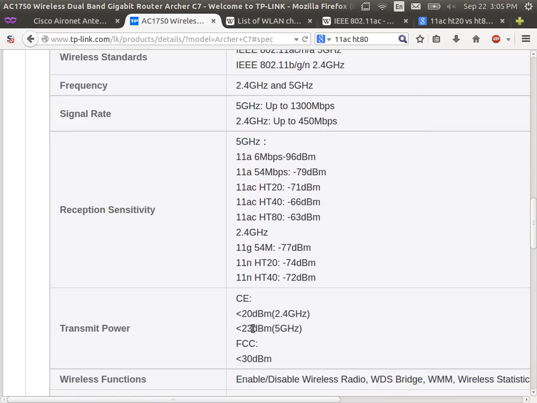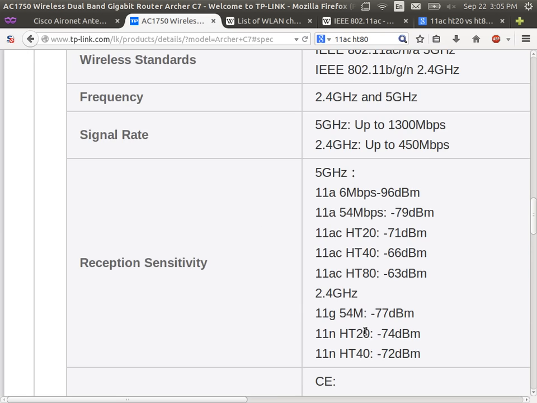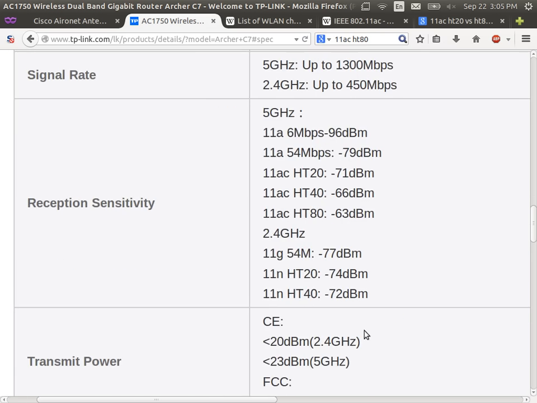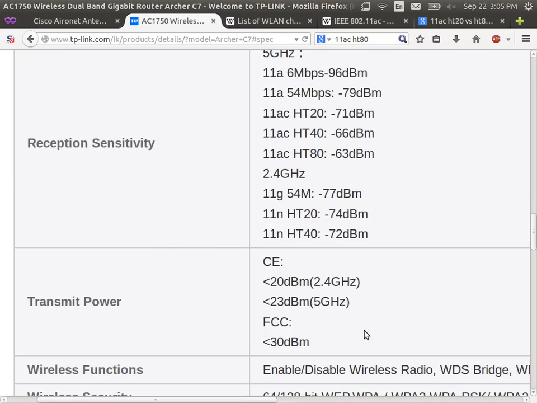First, start here. Transmit power. The transmit power of this device, when you buy the device, the maximum transmit power is 23 dBm when we're using the frequency of around 5 gigahertz. So that's a characteristic of the device. You buy that, you can't go higher. Usually you can go lower. Let's say this is our transmit power.